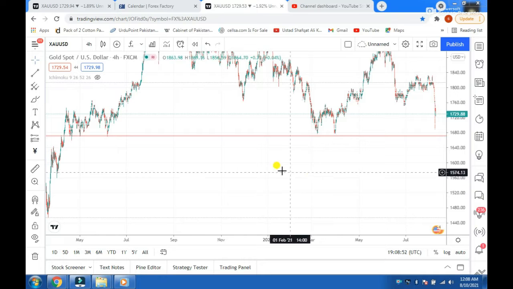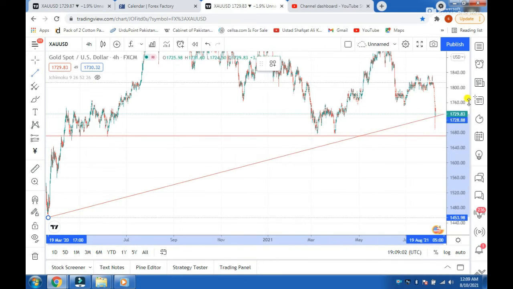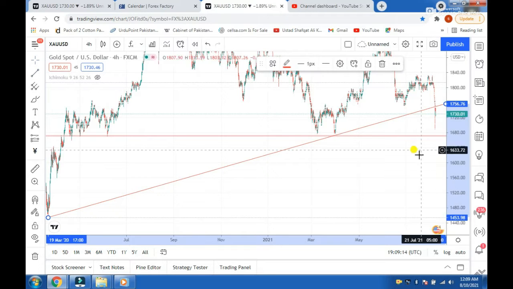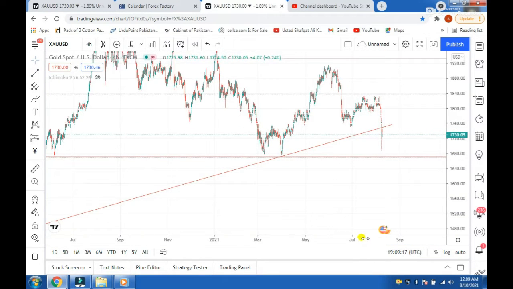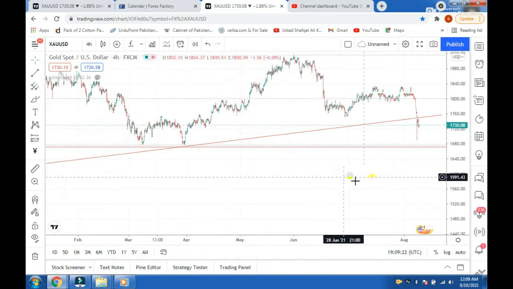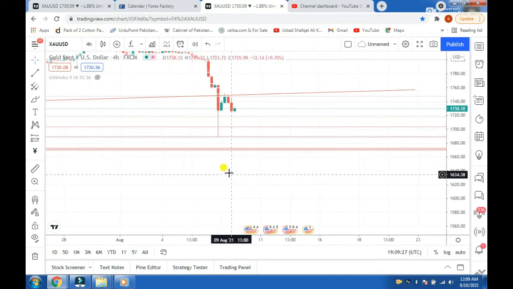Now we will look at the movement of gold technically. If you draw a trend line here on the H4 time frame, you will clearly see it is perfect. After drawing this trend line, it helps you a lot if you look at it more closely.